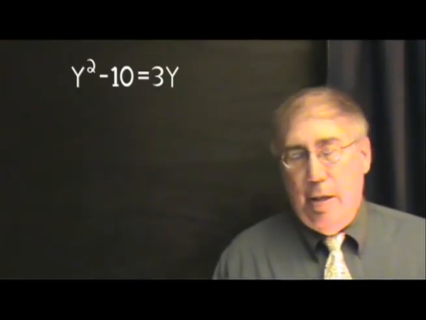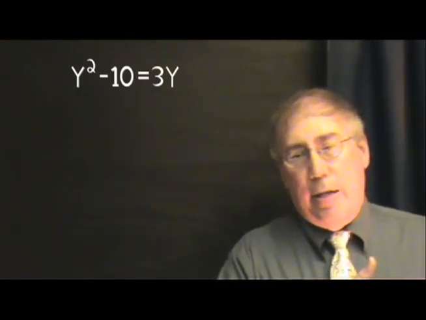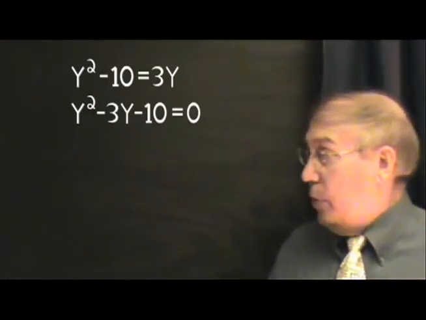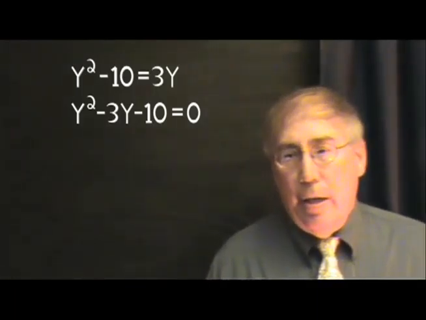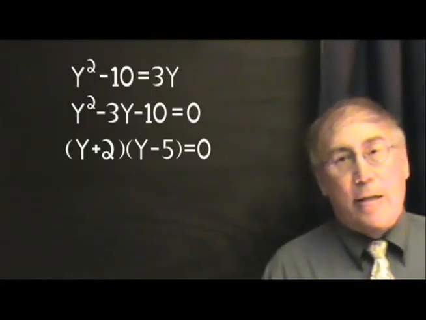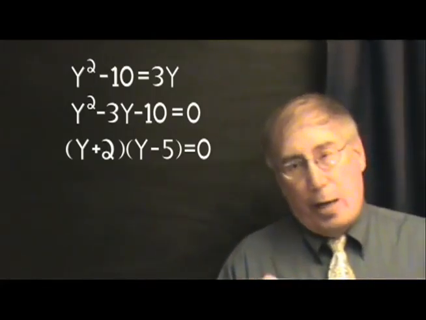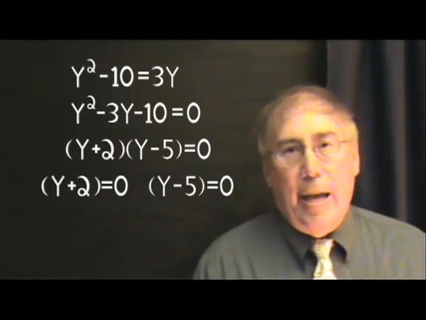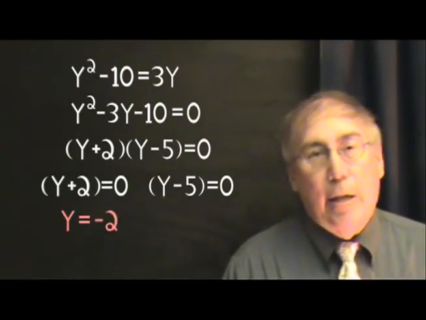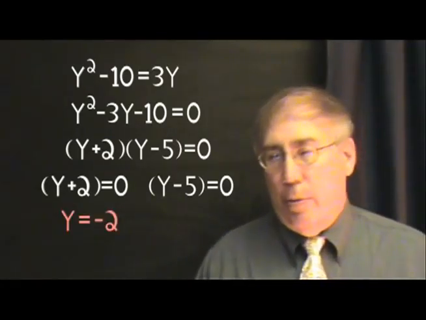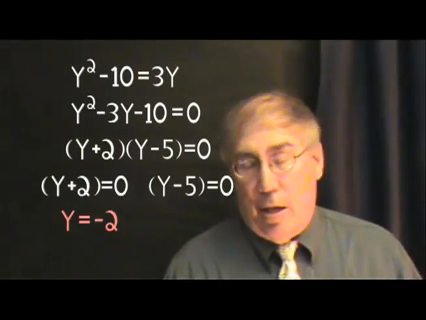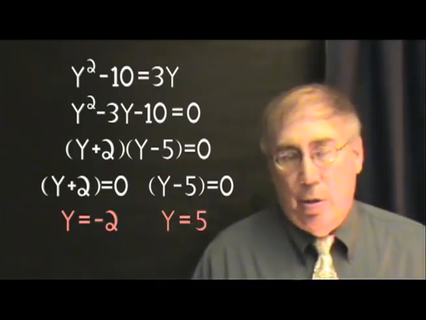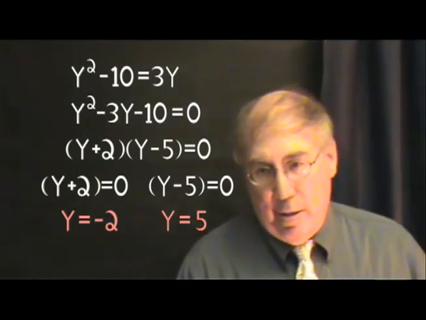Now, in this case here, we need to move the 3y onto the left-hand side. So let's subtract 3y from both sides. And then we have a quadratic in standard form here. We can go ahead and factor it. And then we want to take each one of the factors and set them equal to 0. This is the principle of zero products. And we should come out with y equals -2 and y equals 5 as our solution. Again, you should check this by substituting those y values back into the original equation.